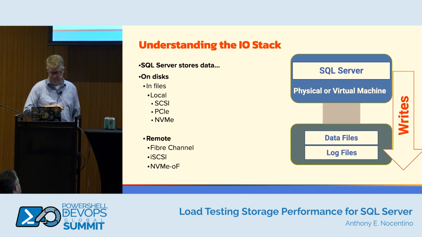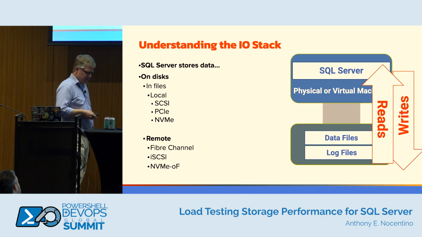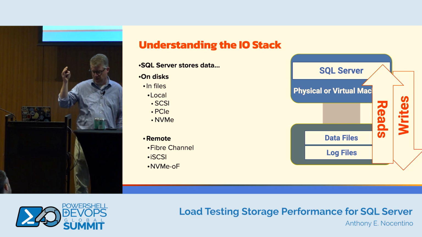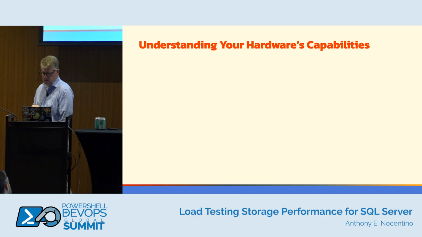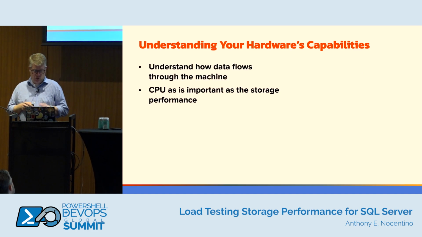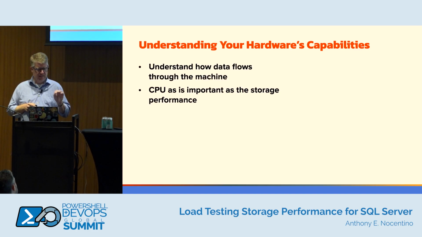So we're going to spend a lot of time talking about how I/O flows through a system. Writes are going to go down into storage and reads are going to come back out across database files and log files. That's the core thing that we're going to talk about. Which is a perfect pun when I say core thing, because we're going to shift to talking about CPUs.